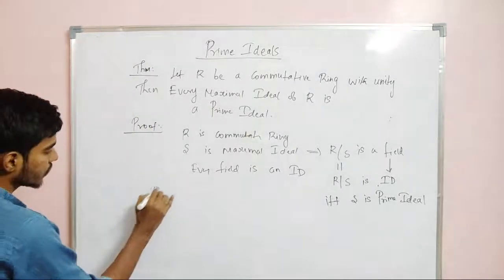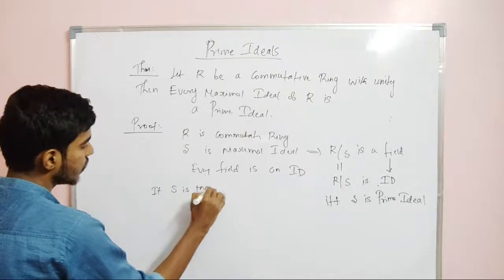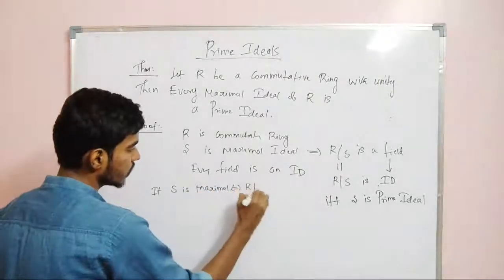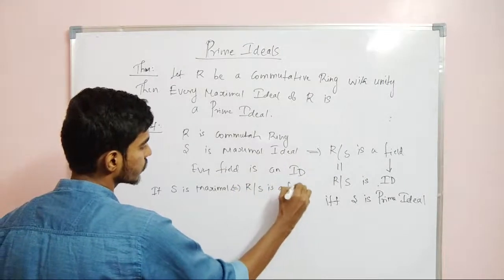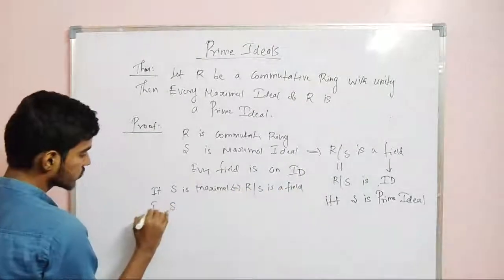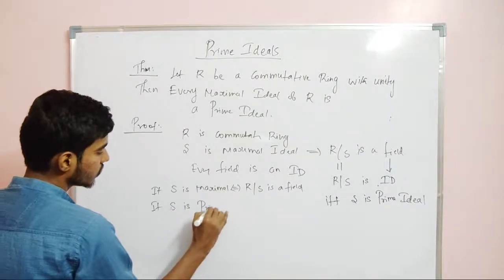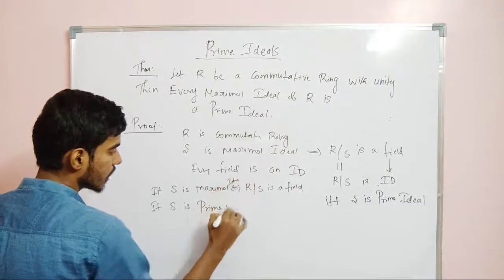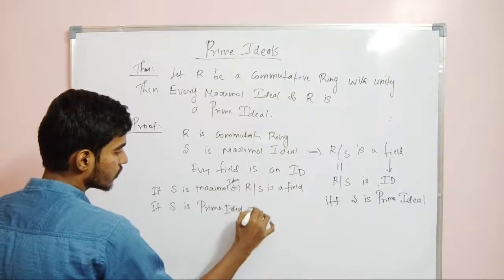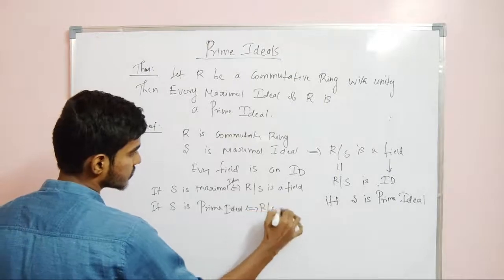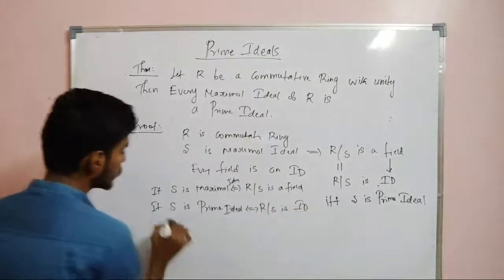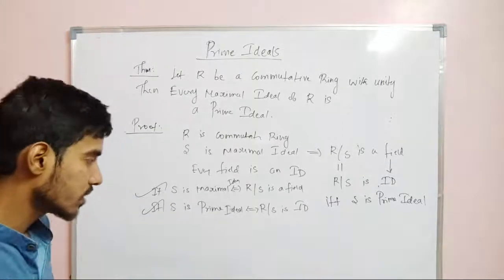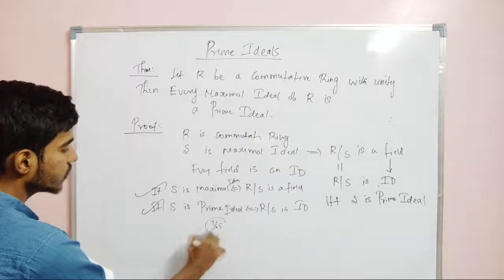I'll repeat. If S is maximal, then S is maximal if and only if R by S is a field. Suppose S is a prime ideal; S is prime if and only if R by S is an integral domain. This theorem I have already proved. It is a very easy theorem, and the proof is on page number 365.